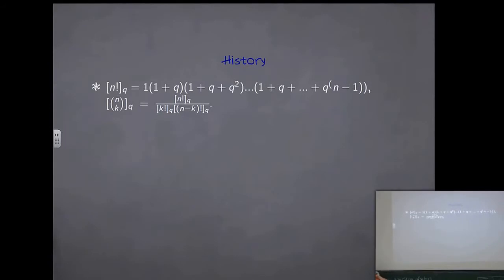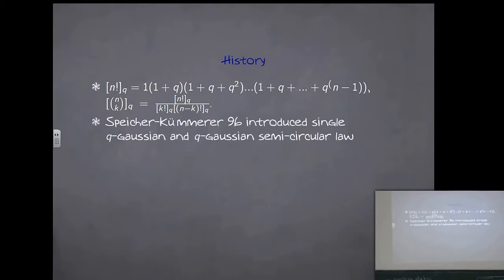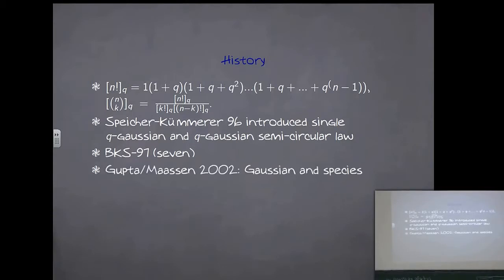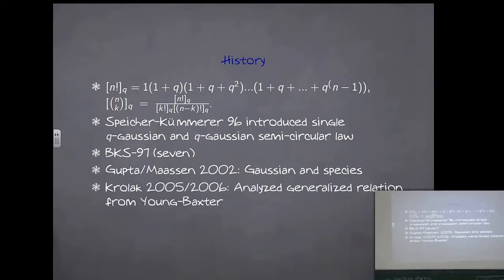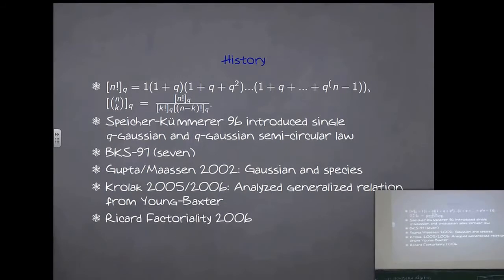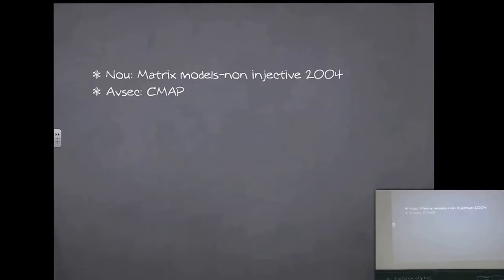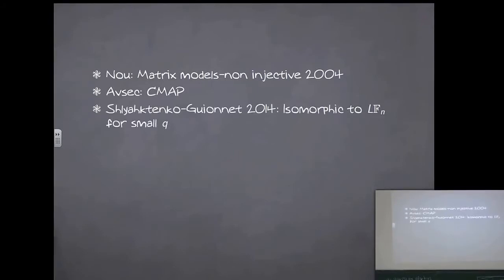I want to tell you a little bit about the history of q-Gaussians. It starts with the q-Gaussian factorials. And then Kümmerer and Speicher wrote an overview article with Bożejko in '97, but Speicher and Kümmerer introduced the first version of the scalar q-Gaussians. There's a nice paper by Guţă and Maassen which generalized these kind of objects, and it's important for a reason you will see later. Then there's work by Królak, generalized Yang-Baxter equations. And then from there on, there are factoriality, matrix models, CMAP. Then there was a big jump in isomorphism. So for q very, very close to 0 and the dimension very, very small, this is actually isomorphic to L of F_n, with the wonderful machinery of Shlyakhtenko and Guionnet.